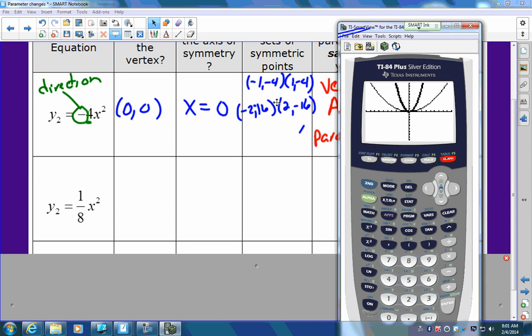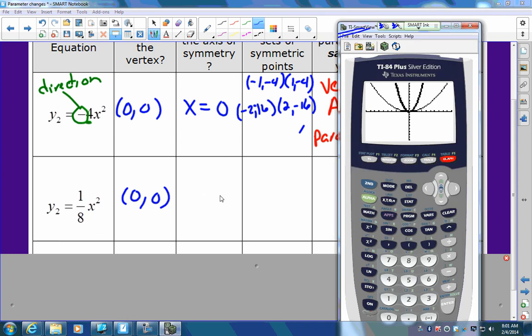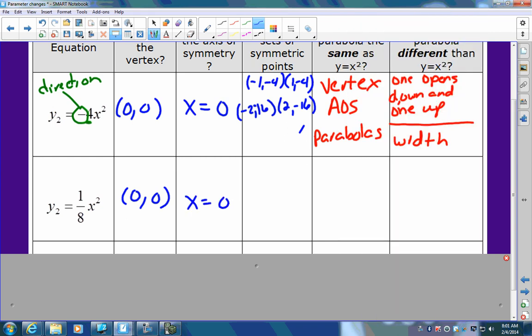Now, what is the vertex of this new parabola? It's still 0, 0, isn't it? Guys, that vertex was only changed when we added or subtracted something over here. What is the axis of symmetry, the AOS? Can I fold this in half? Yes. It's still x equals 0.